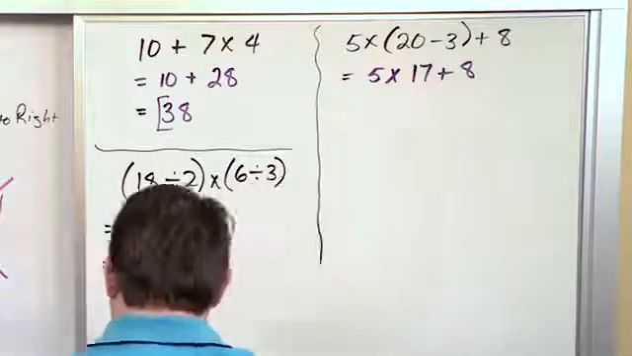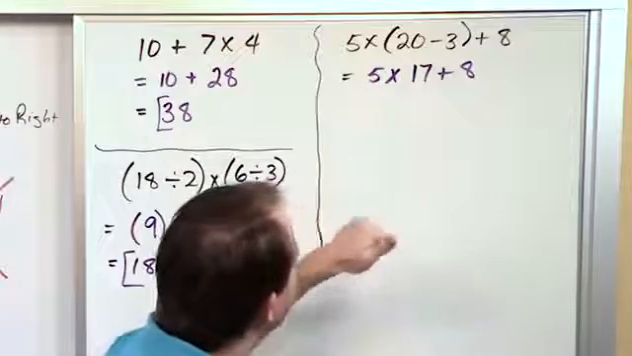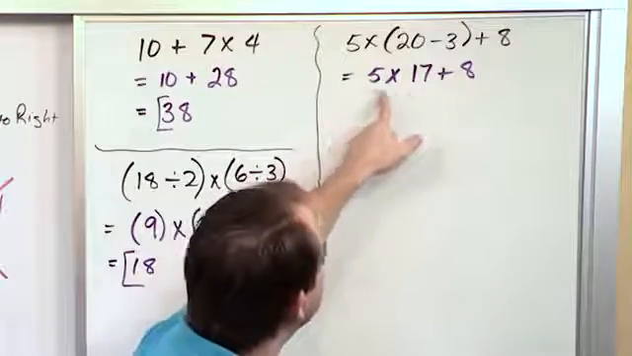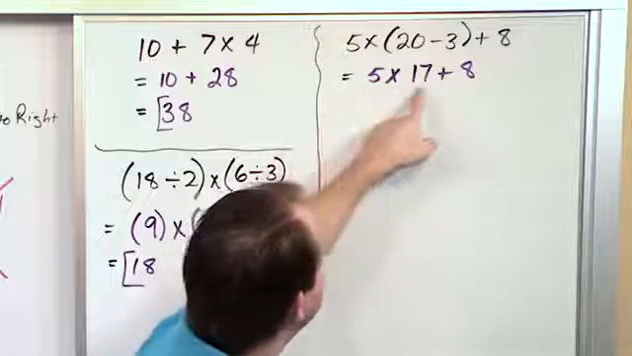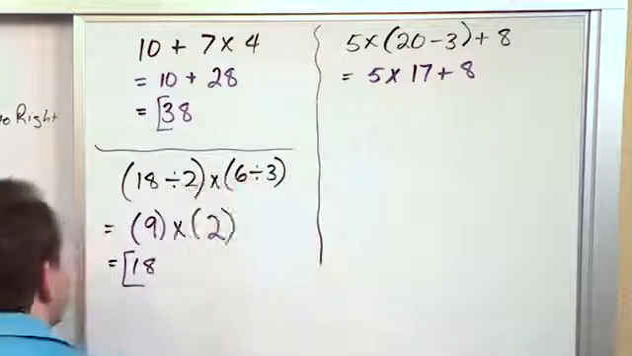And I'm going to ask you, how do we solve that? Well, we've already done parentheses, that's done. So then we look for multiplying and dividing, and we do that left to right. So here we see 5 times 17. We're going to do that first. We're not going to do any plus 8 because that comes last.